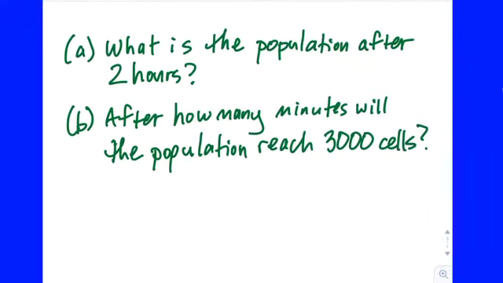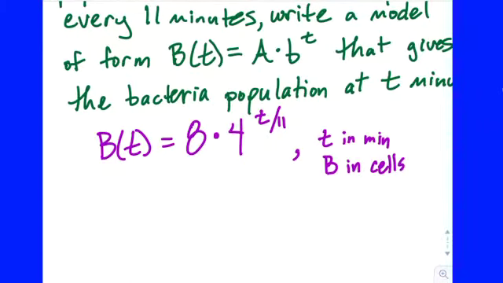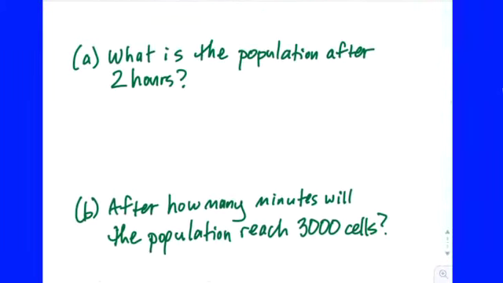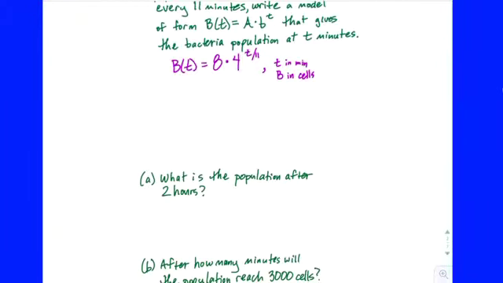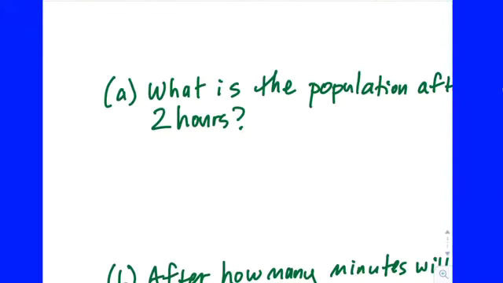Part A, what is the population after 2 hours? So remember, there's really 2 ways to use these formulas. I either give you a T value and you plug and chug, or I give you a B value and you set it equal to and graph it and solve it. Is 2 hours a T value or a B value? It's a T value. So do I just plug in a 2 for T up here? No. Are units important? Yeah. If we're measuring T in minutes, then 2 hours is how many minutes? 120 minutes. So units are very important.